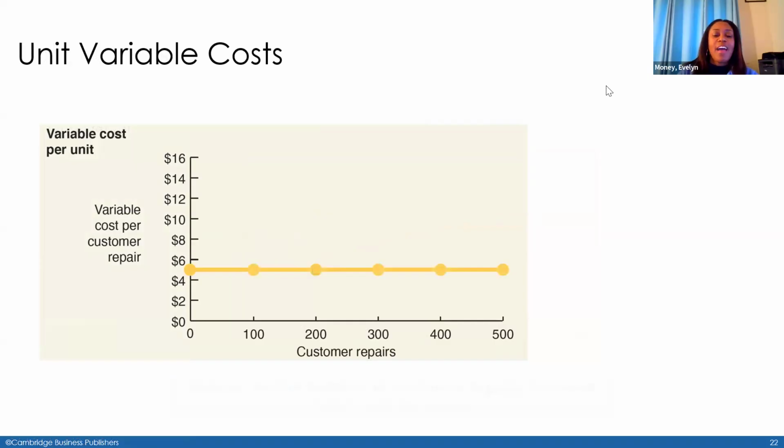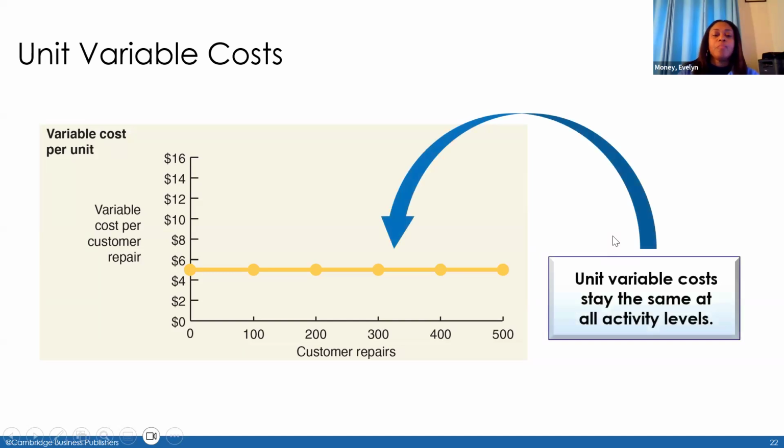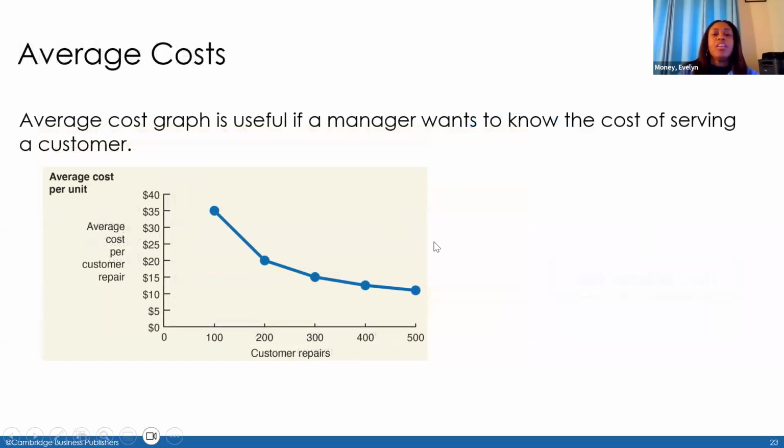All right, here's the graph for unit variable costs, because variable cost per unit remains the same regardless of the level of activity. But in total, it does change. And then for average cost, the more units I repair, or the more units I have, the lower my average cost per unit. I have more units to spread the cost across. So of course, the cost per unit is going to go down.